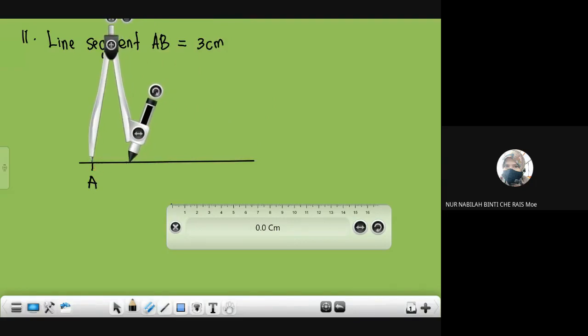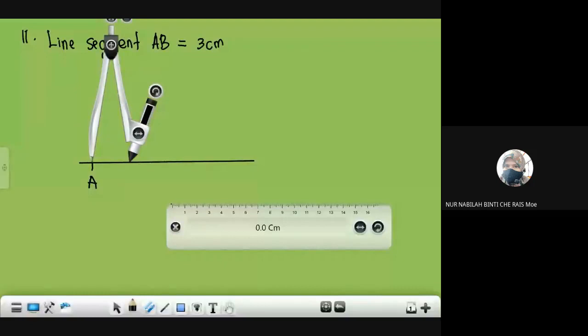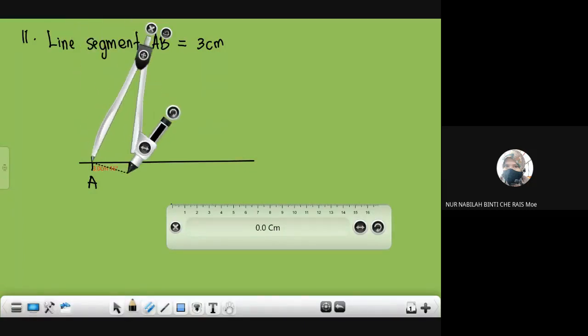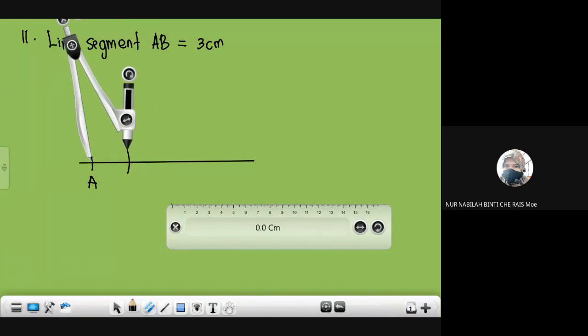And then you put your compasses here, and then you draw a line here. This one is very small because it is 3 cm. But if you draw on your workbook, you can get the perfect length. So you put your compasses like this first. Make sure the distance between your needle and your pencil is 3 cm. And then you draw an arc like this.